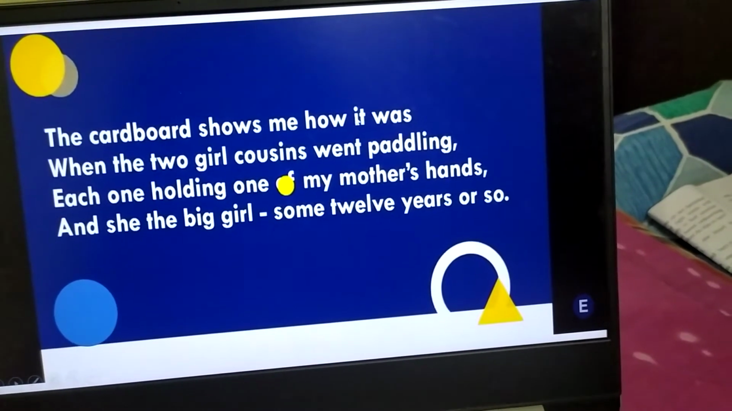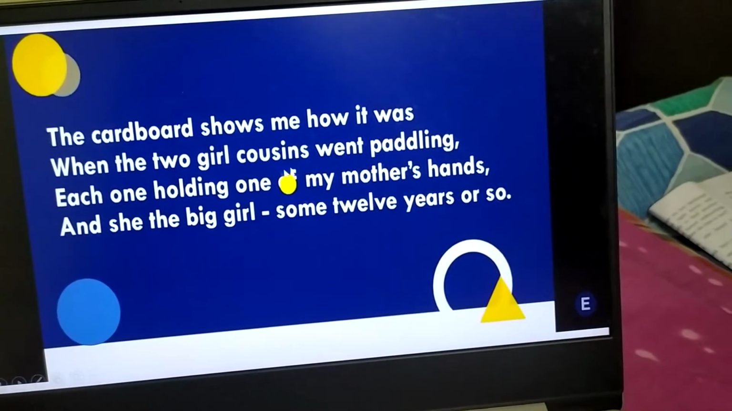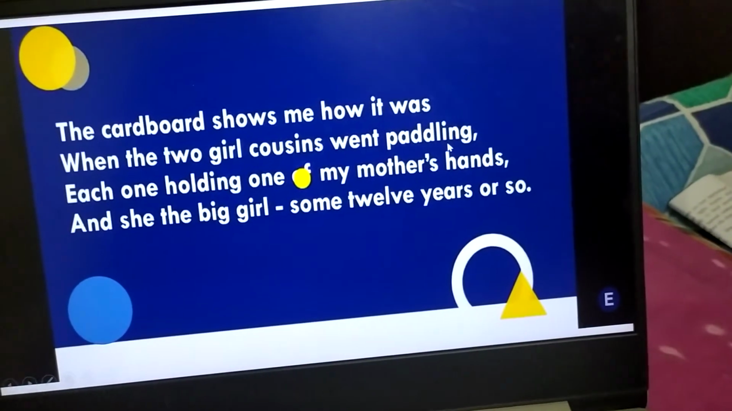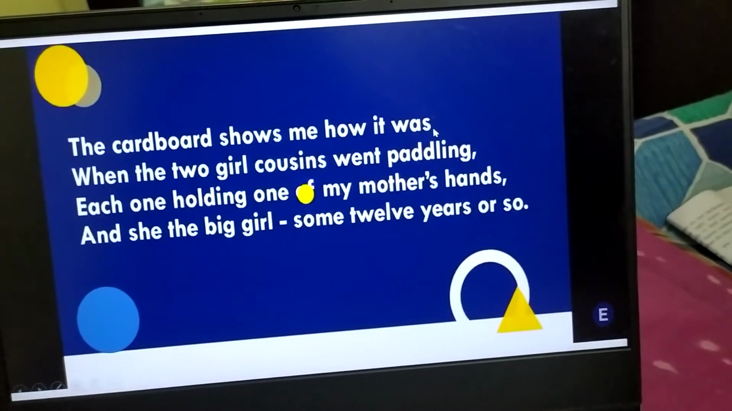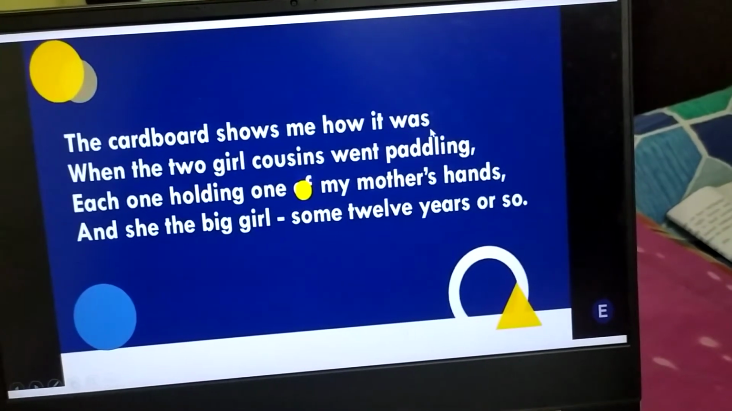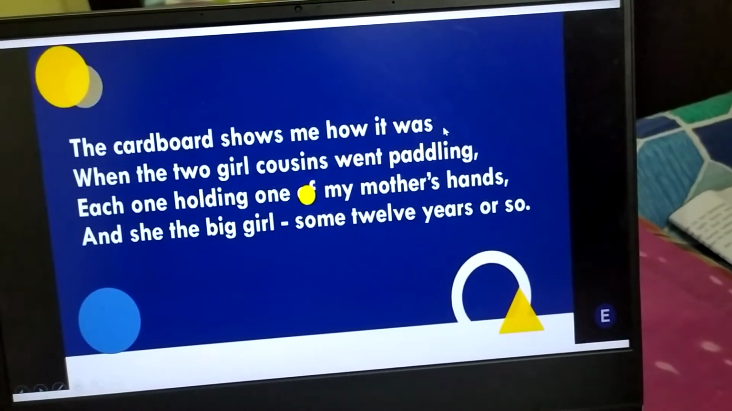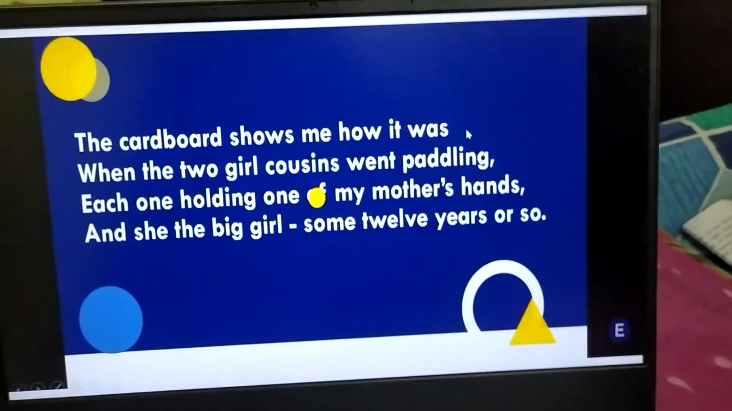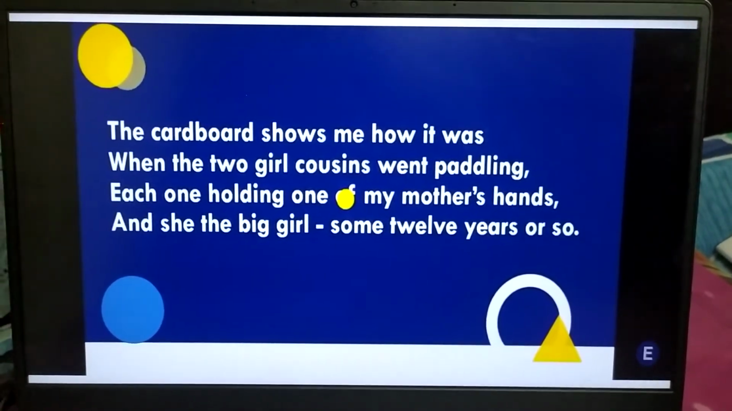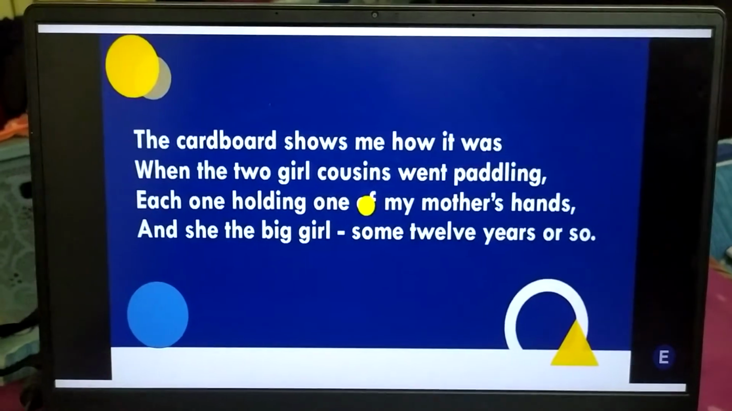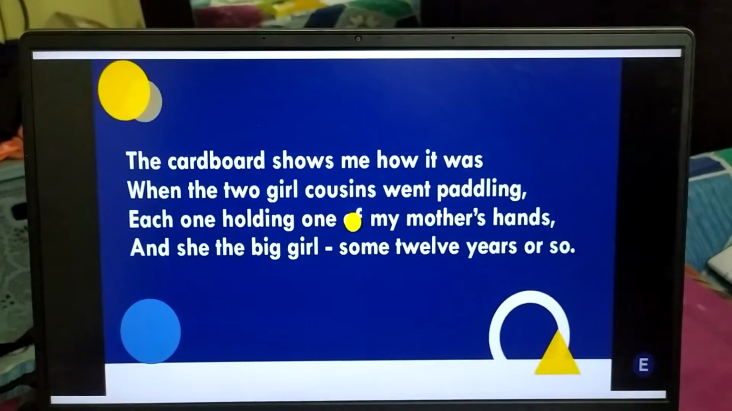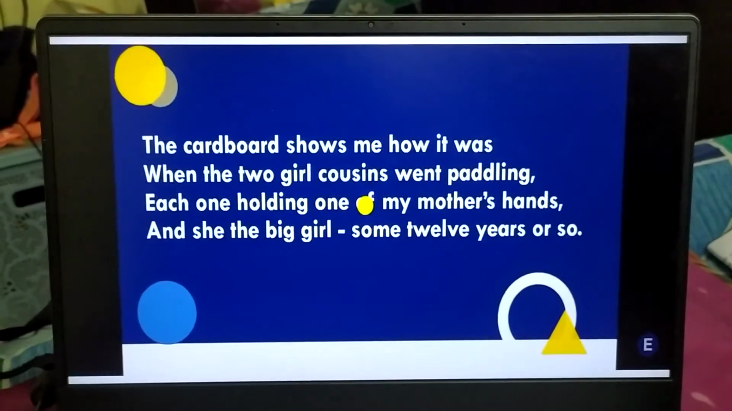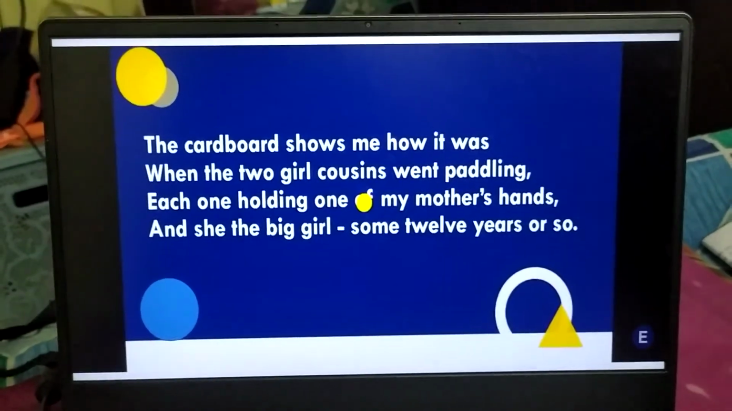The cardboard shows me how it was when the two girl cousins went paddling. You don't have any kind of punctuation being used after was. So here you find enjambment as a figure of speech. Enjambment is mostly used when the poet wants to show her overwhelming or overbrimming or overflowing emotions.